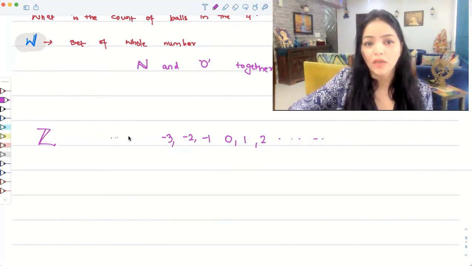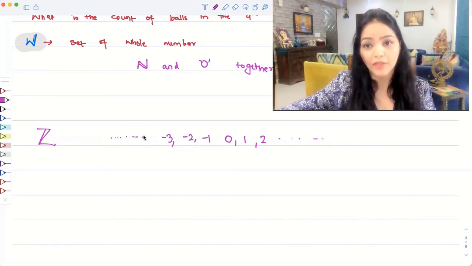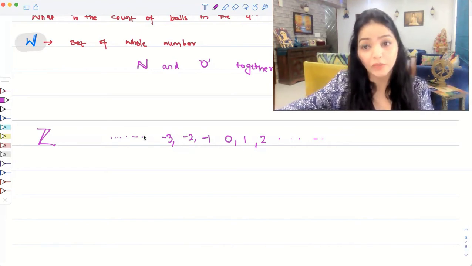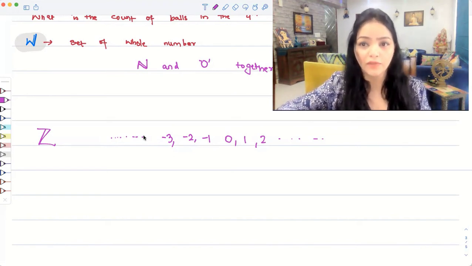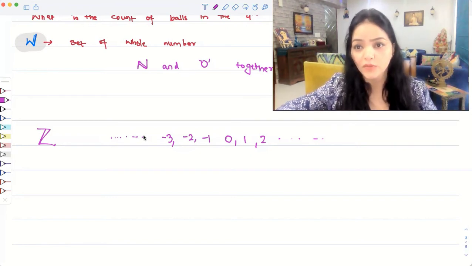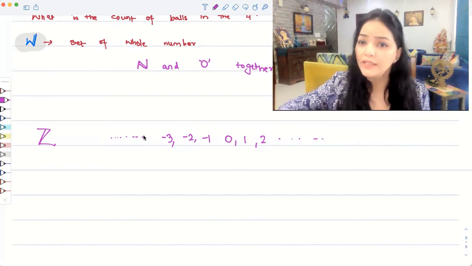So, the negatives of all the positive numbers you have, natural numbers, including 0, that is whole numbers, and the negatives of every natural number would create the set of integers. Why do we need negative numbers? We need negative numbers for a purpose.